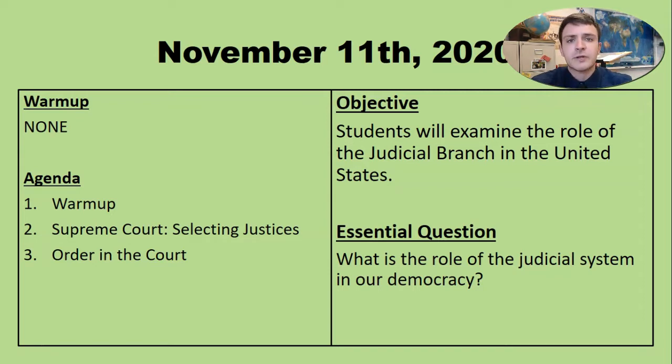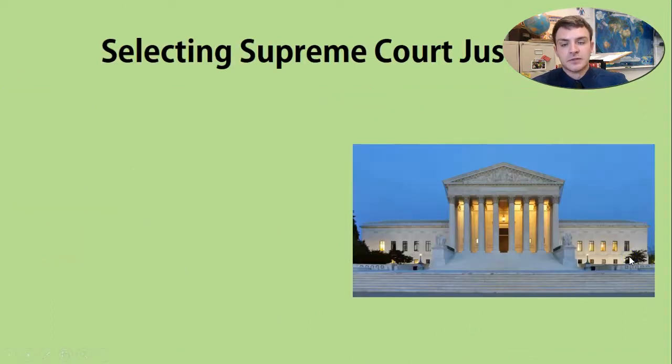Basically, what we're going to be looking at today specifically is examining how we select justices for the Supreme Court, but on top of that, and really more broadly, how do we select justices for our federal judicial system. Okay, and the essential question that we're going to be answering is, what is the role of the judicial system in our democracy? It's kind of the overarching essential question basically for this entire unit. So selecting Supreme Court justices, like I said, most of this, if not all of this, will also apply to federal judges here in the United States.